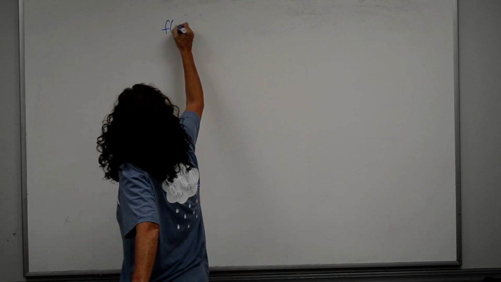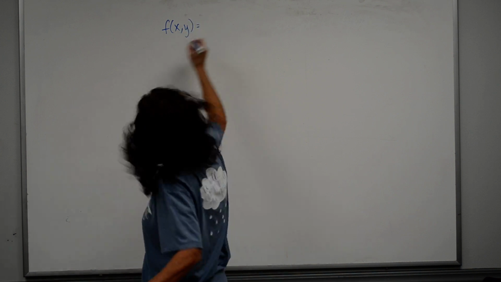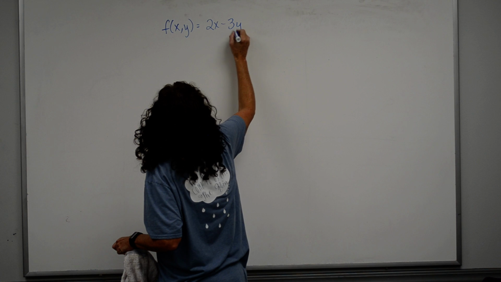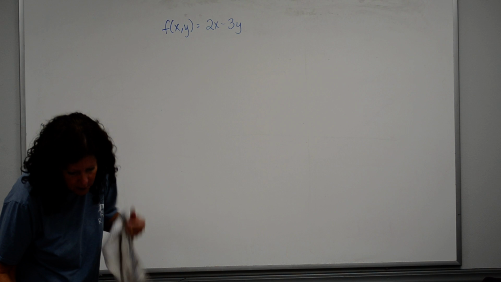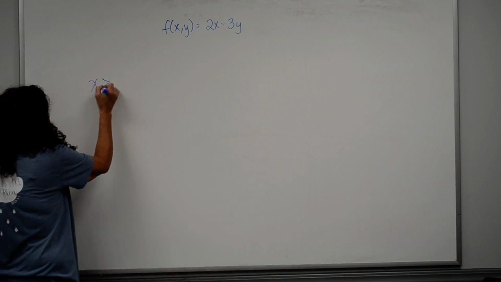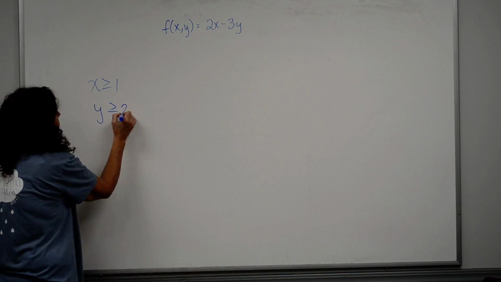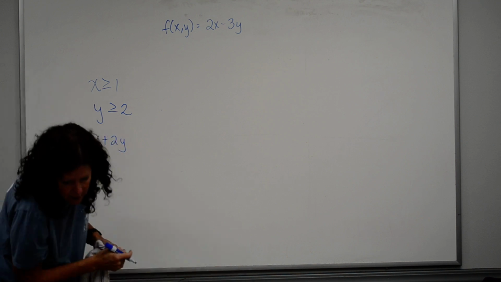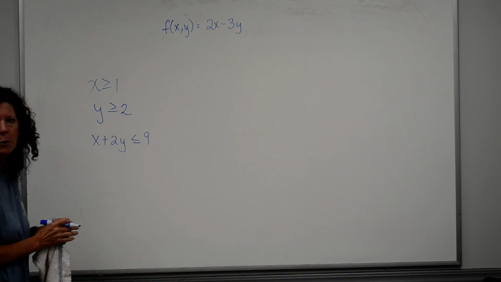All right, look at this one. Here's what the constraining equation is gonna look like. It's gonna be f of x and y, because it's gonna have a spot for you to substitute in both your x and your y. That's what we call our constraining equation. All right, very quickly, let's do this one. I have x is greater than or equal to 1, y is greater than or equal to 2, and I have x plus 2y is less than or equal to 9. Okay, you with me so far?